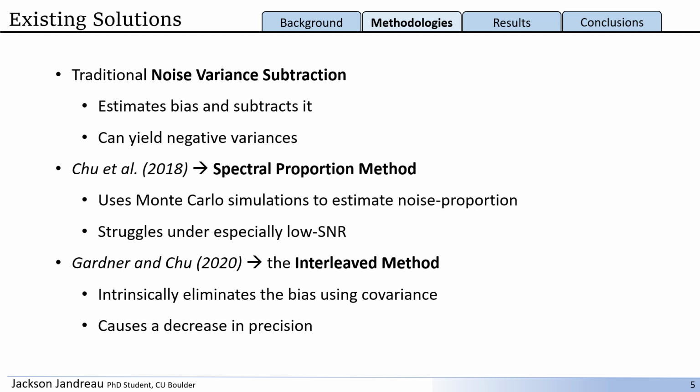The interlead method is the newest of these, presented in Gardner and Chu 2020. This method entirely eliminates the bias by using the covariance of two co-located signals to replace the variance. The issue with this method is that it causes a large decrease in the precision of the observation, which then requires a large sample size to regain that lost precision.